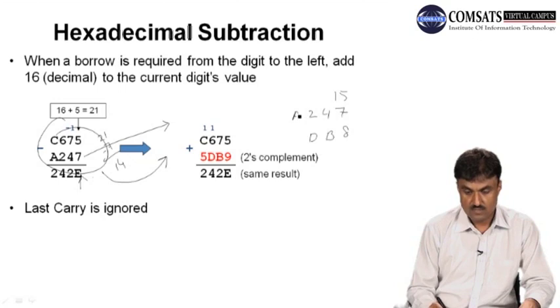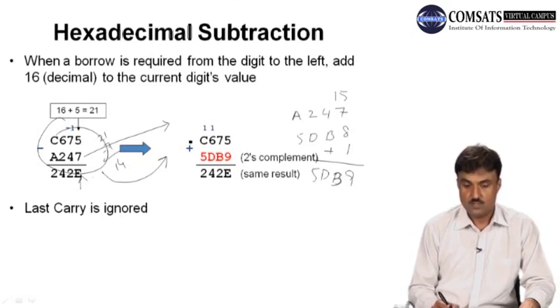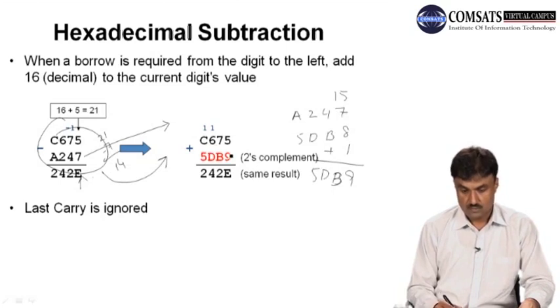Subtract A from 15, meaning 10 from 15, we get 5, and then we add 1. If we add 1, it will be 9, B, D. So it is 5, D, B, and 9. After performing 2's complement, we add these two numbers. So 9 plus 5 is 14, so E. Then 7 plus B, where B is 11, is 18.